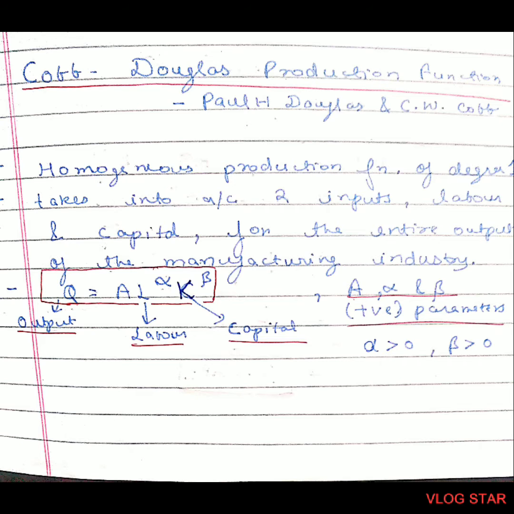Now see the equation of production function. Q is equal to A L to the power alpha, K to the power beta, where Q stands for output, L stands for labor, K stands for capital. A, alpha and beta are positive parameters, where alpha is greater than 0 and beta is also greater than 0.